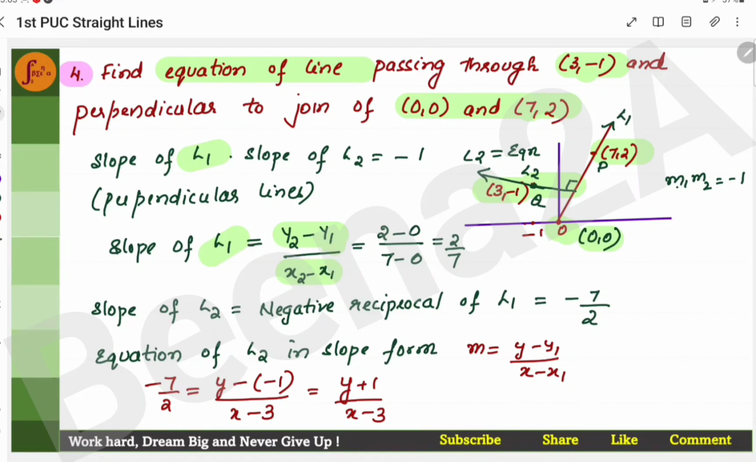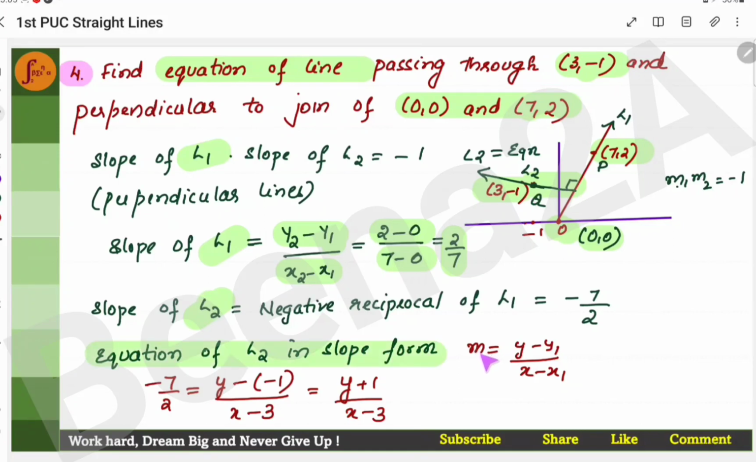See, there are 2 points here. So use 2 points. y2 minus y1 by x2 minus x1. Substitute both the points, 7, 2 and 0, 0 here. So you'll get the slope. Now, let's find the slope of line 2 also. What is the formula? You will have to use the 1-point slope formula, right? We'll have to use the 1-point slope formula.